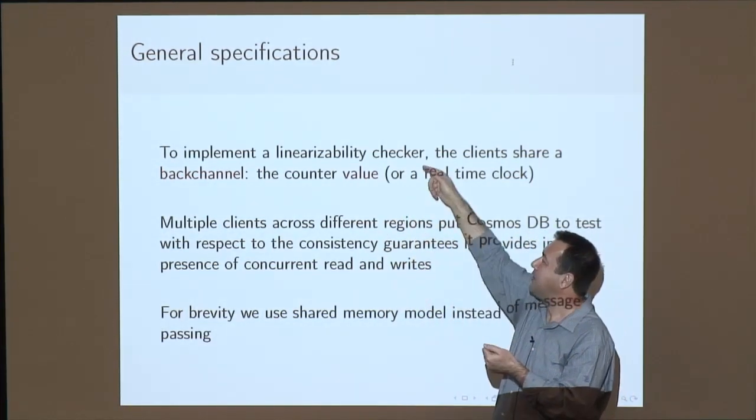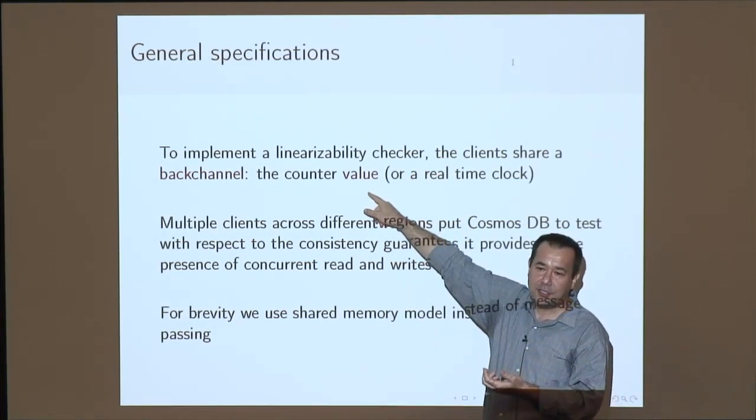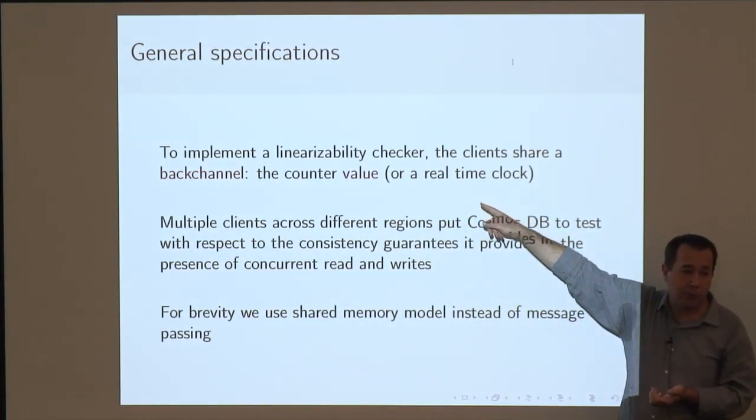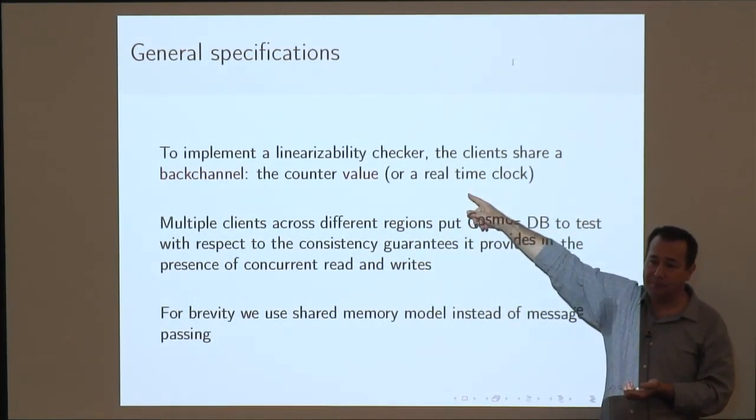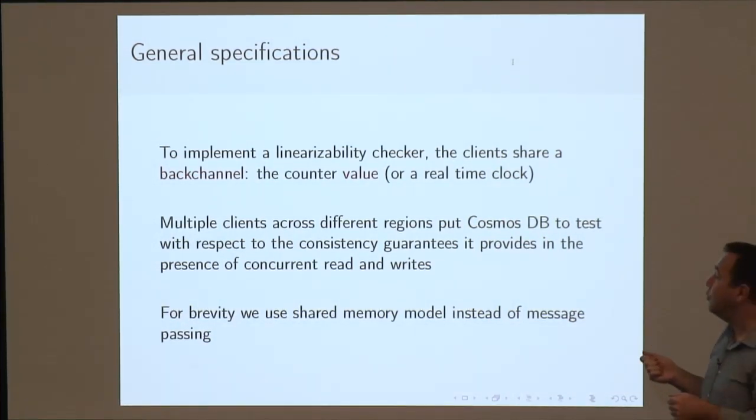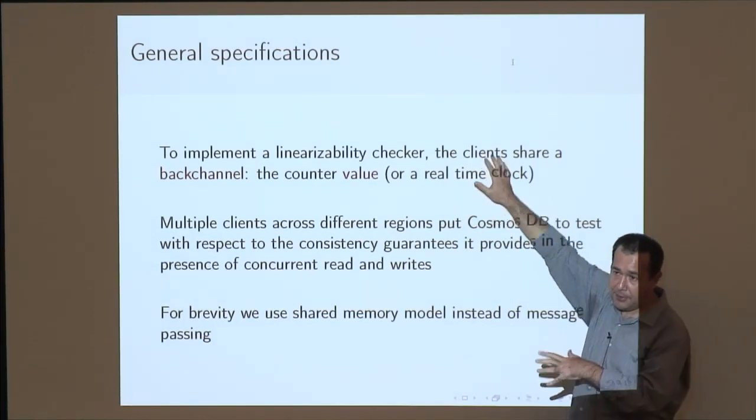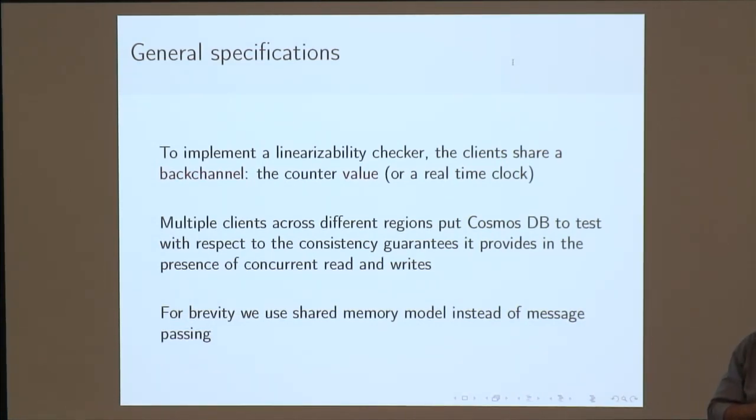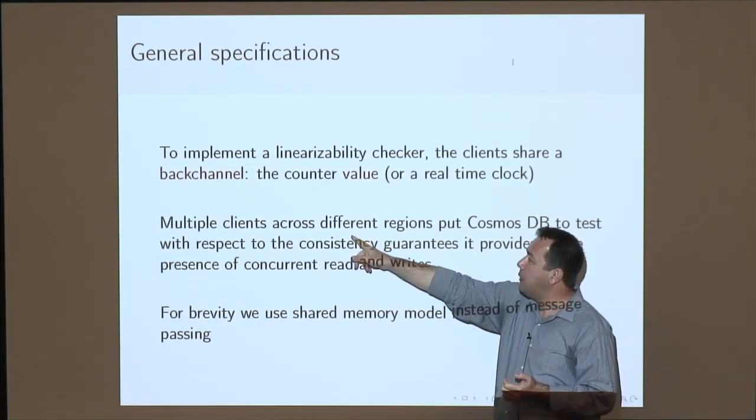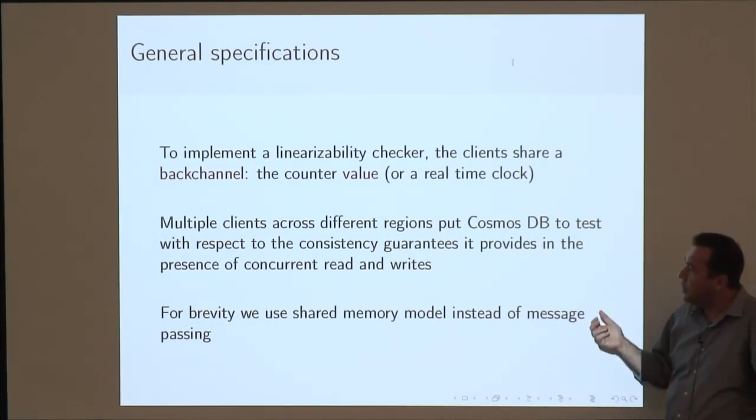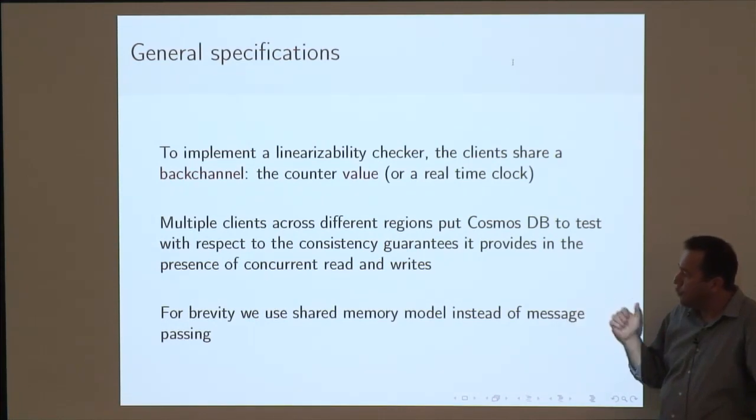This is at the modeling level, so I can model at a high level. My clients are sharing this secret, its value. Maybe the implementation of it, if you have really precise clocks, would be a real-time clock, right? So you record when it is sent, you have really precise clocks, and you look at the replies back, and you check if the database is satisfying the consistency level it says it is. So sharing this secret across multiple clients in different regions is going to put Cosmos DB to the test with respect to these consistency guarantees it provides in the presence of concurrent reads and writes.